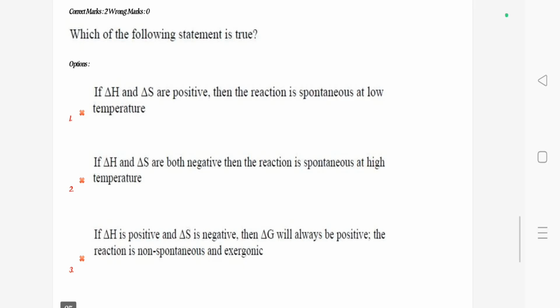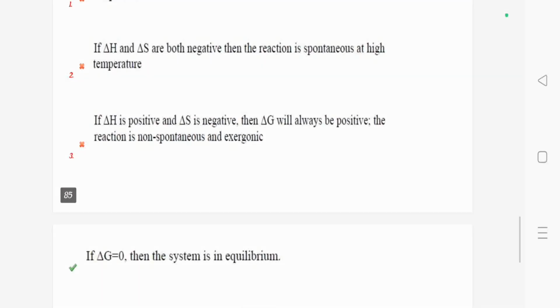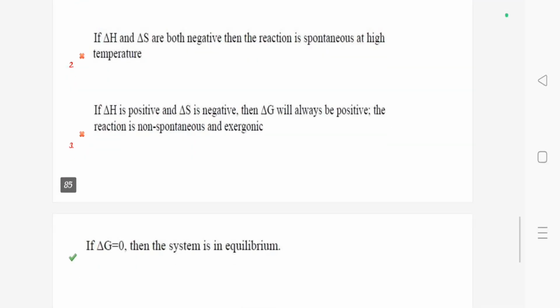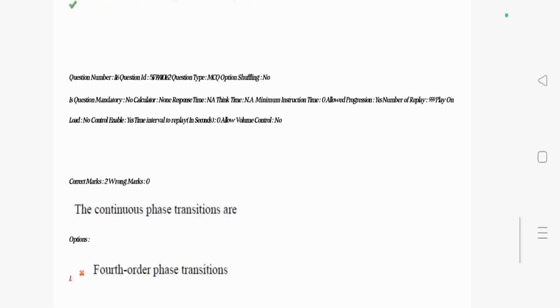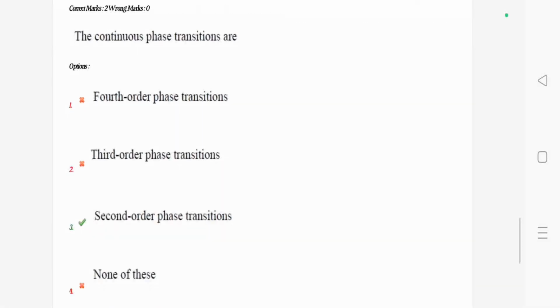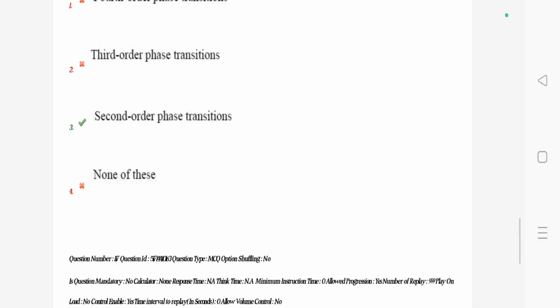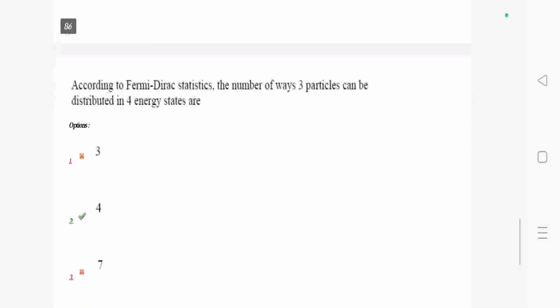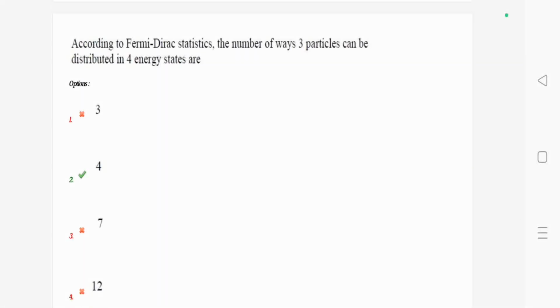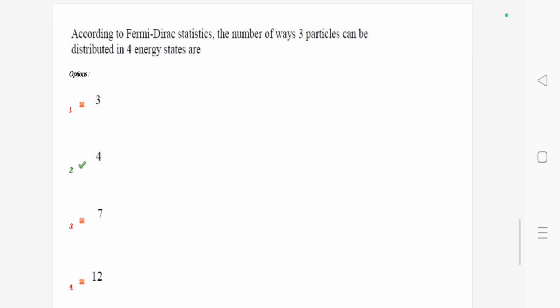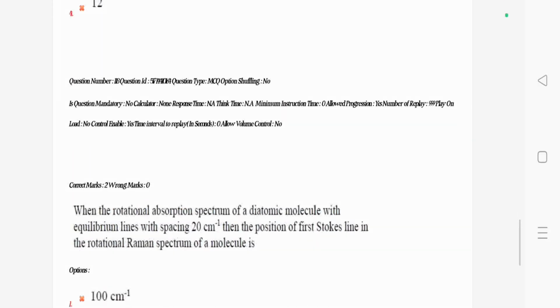Which of the following statements is true? If delta G equals 0, then the system is in equilibrium. The continuous phase transitions are second order phase transitions. According to Fermi-Dirac statistics, the number of ways 3 particles can be distributed in 4 energy states is 4. I explained in the attached video.